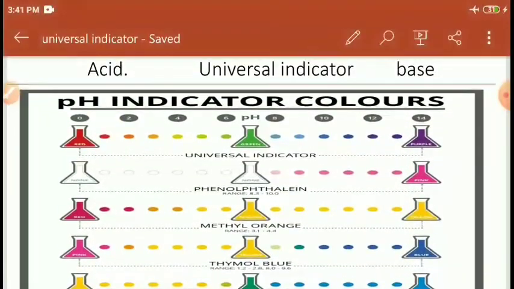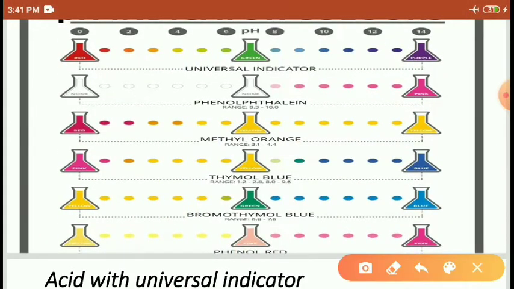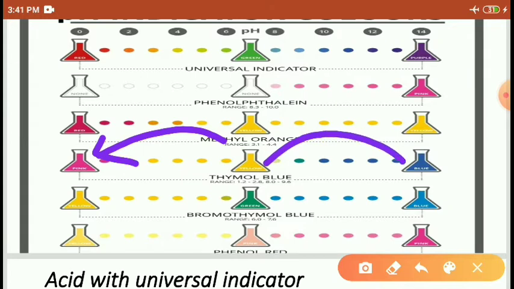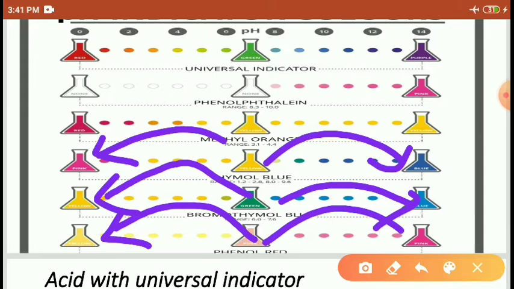Similarly, if we use thymol blue, added to the acid, it turns pink. Thymol blue added to the base turns dark blue color. Bromothymol blue added to the acid turns yellow. Bromothymol blue added to base turns light blue color. Phenol red added to acid turns light yellow color. Phenol red added to the base turns pink color.